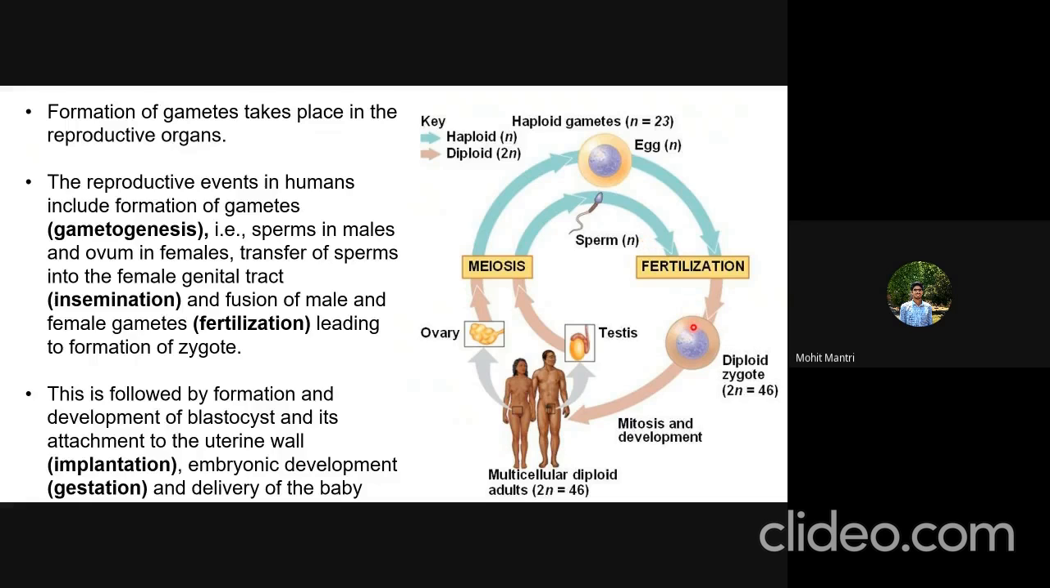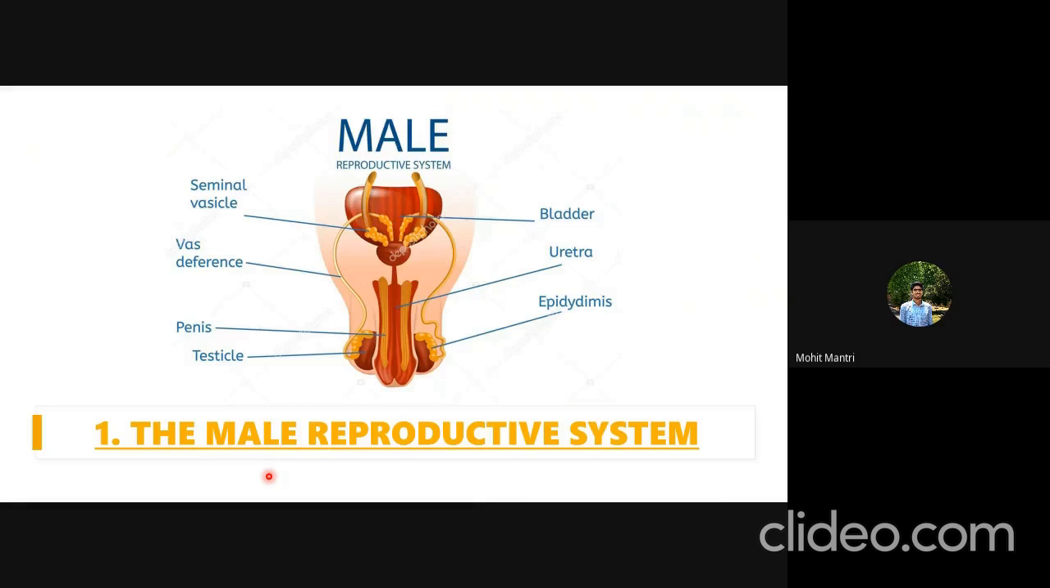Then the zygote undergoes various cleavage as well as mitotic divisions and develops into a blastocyst, and the blastocyst then attaches to the uterine wall of the female reproductive system. This process is called implantation, and later on the embryo development takes place inside the uterus, which is known as gestation, and at the end the delivery of baby takes place, and this process is called parturition. So let's begin with the male reproductive system.